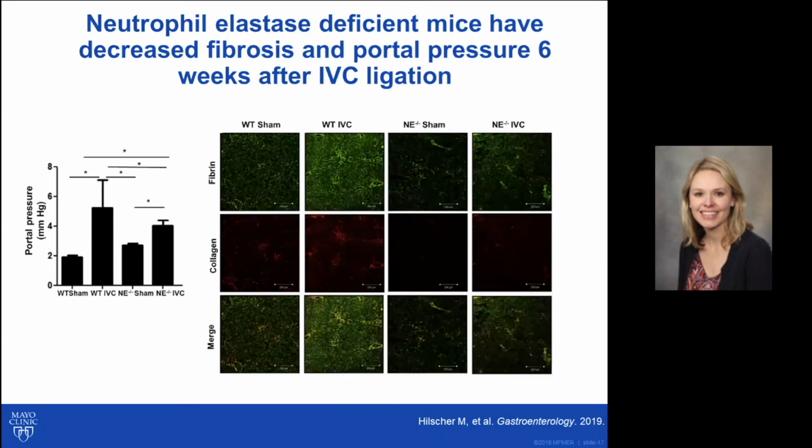Next, we used immunofluorescence studies to confirm that elastase deficiency attenuates intrahepatic thrombosis. These studies revealed decreased fibrin immunostaining as well as decreased spatial association with collagen. These results suggest that neutrophil elastase deficiency attenuates portal hypertension and fibrosis in the setting of congestive hepatopathy by preventing thrombosis.